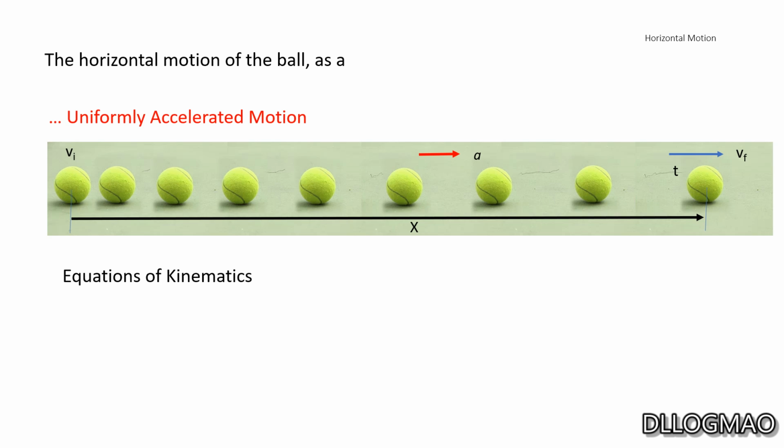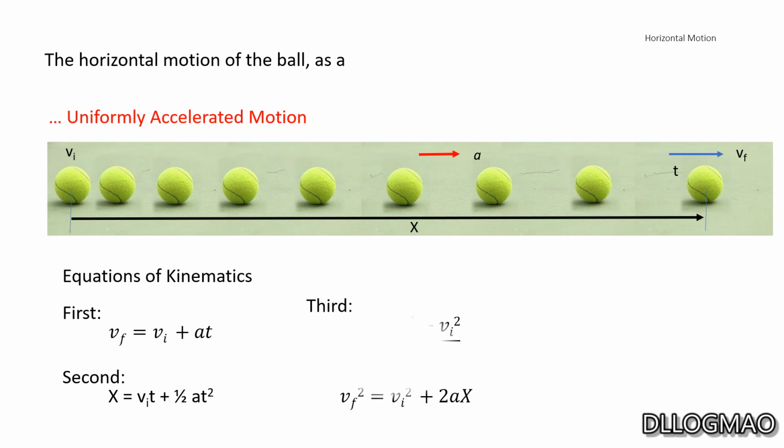The first equation is: final velocity is equal to the sum of the initial velocity and the product of acceleration and time. The second equation is: the distance traveled is equal to the sum of the product of initial velocity and time and half of the product of acceleration and the square of time.